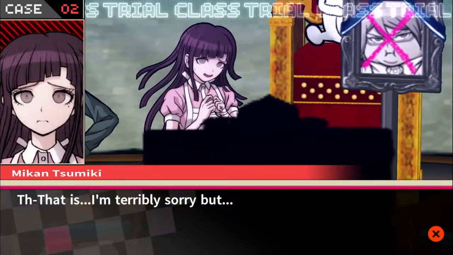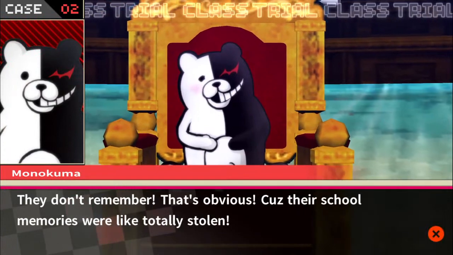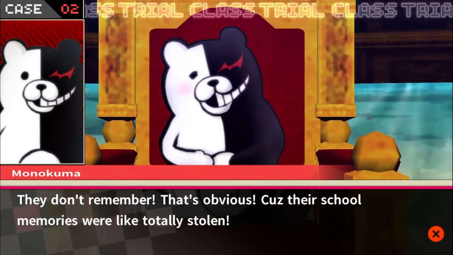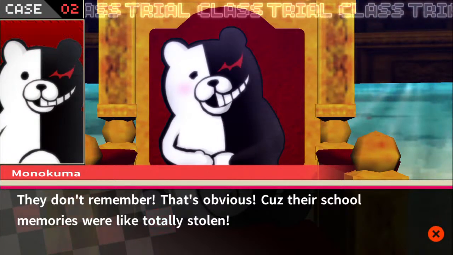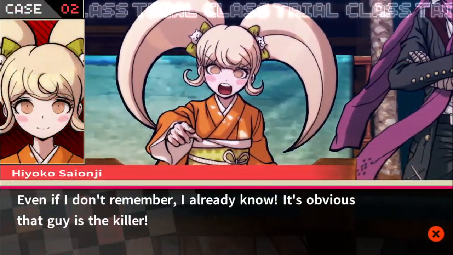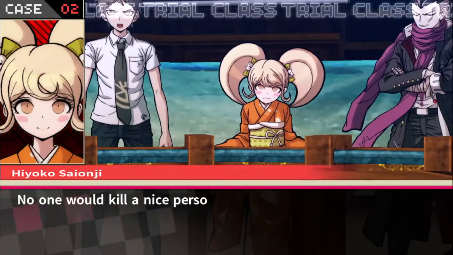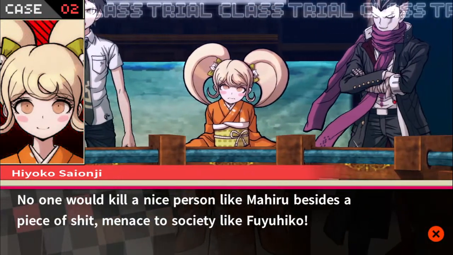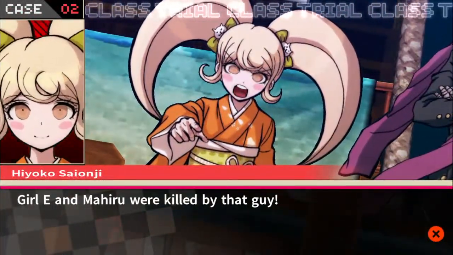I'm terribly sorry, but... They don't remember. That's obvious. Because their school memories were, like, totally stolen. Even if I don't remember, I already know. It's obvious that guy is the killer. No one would kill a nice person like Mahiru besides a piece of shit menace to society like Fuyuhiko. Girl E and Mahiru were killed by that guy!